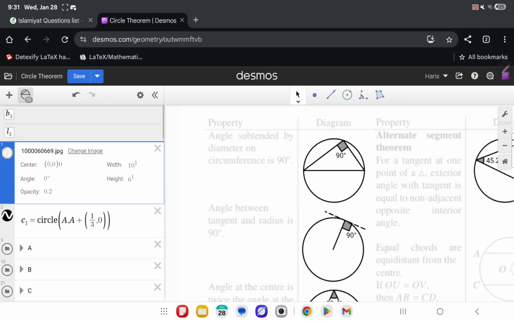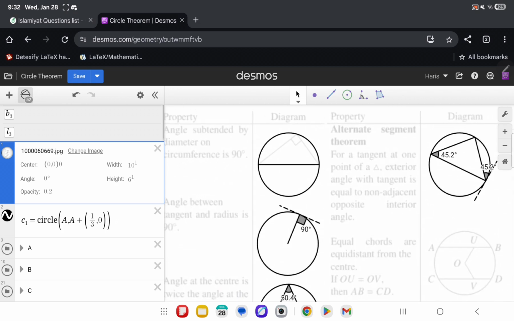Okay, let's start. First theorem is angle subtended by diameter on circumference is 90 degrees. What does this mean? If we have a triangle whose hypotenuse is the diameter of a circle, then the third point will be 90 degrees always.